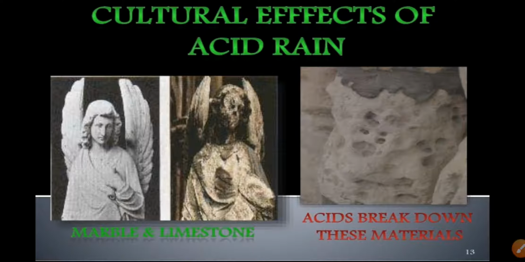Now on statues or monuments, you can see here this statue is made up of marble and limestone. The previous picture and after the acid rain: when acid rain falls on this statue, you can see its color become dull and there are small holes also. So this acid breaks down these materials. When this acid falls on the marble and limestone statue, the acid reacts with the marble and limestone, and we can see the change in how the statue looks.